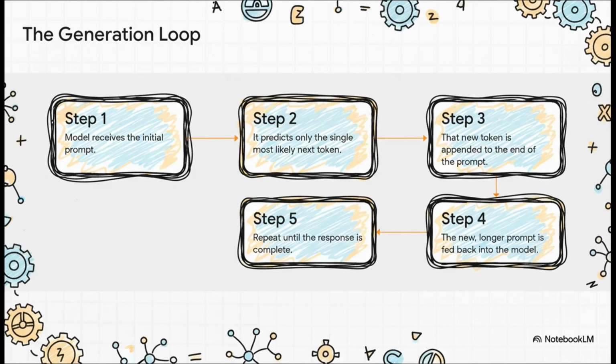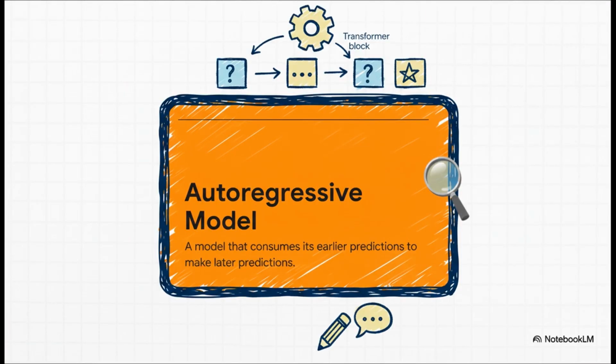Then, and this is the key part, it tacks that new token onto the end of the prompt and feeds that new, slightly longer prompt right back into itself to guess the next token. It just keeps repeating that, building the response piece by tiny piece. This whole process of using its own predictions to make the next prediction actually has a name in machine learning. It's called an autoregressive model. And trust me, this is the basic idea behind pretty much every text-generating AI you've ever interacted with.